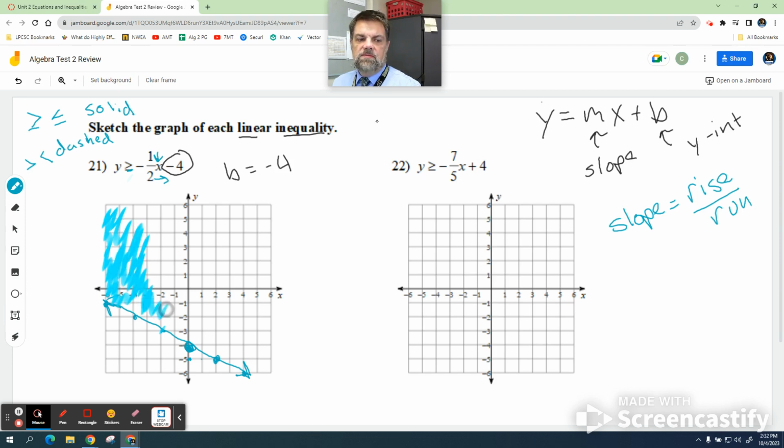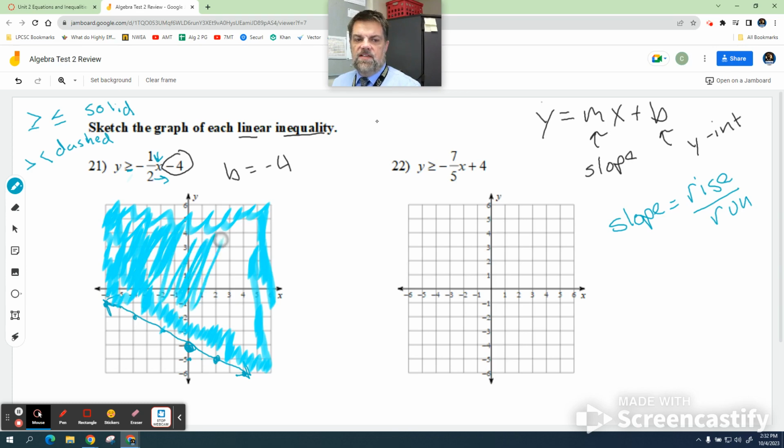And you don't have to shade it in perfectly. You just kind of do it like this. I've seen some people draw arrows and stuff. I usually draw arrows. But on your test, it'll look kind of like this. So we'll make them look like this. Okay? That's it for that one.